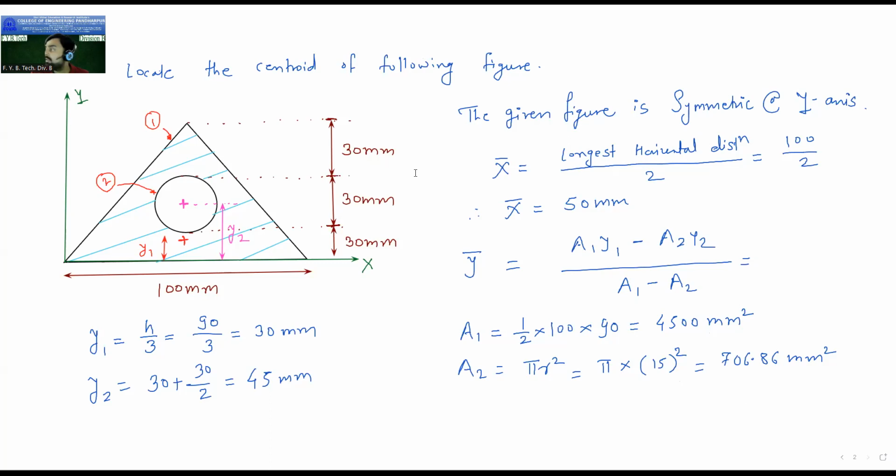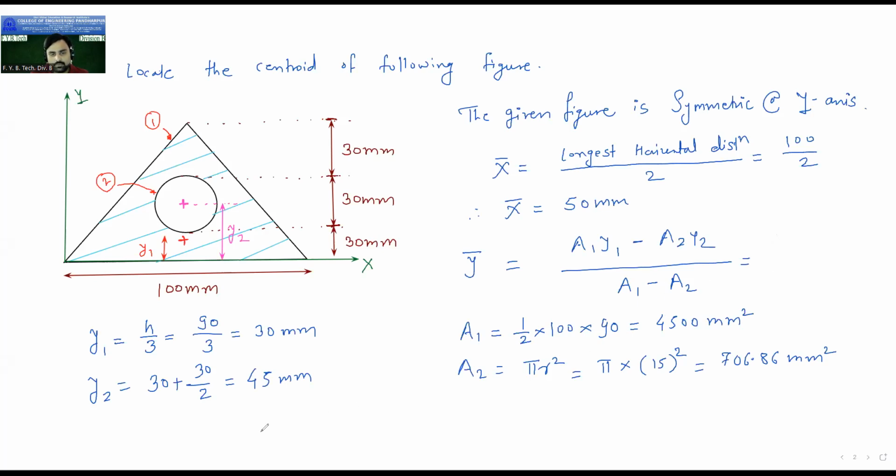$23.08, how much did you get for y bar? So if I put the value, y bar is equal to, A1 into y1, which is 4500 into 30, minus A2 into y2, which is 706.86 into 45, whole divided by 4500 minus 706.86. किती येते आन्सर?